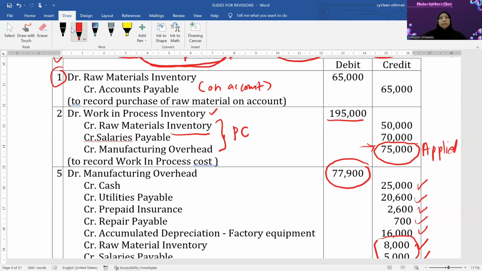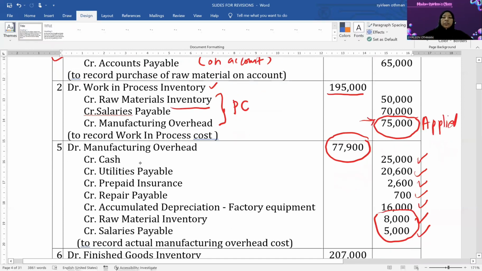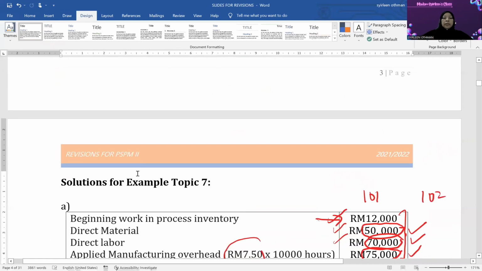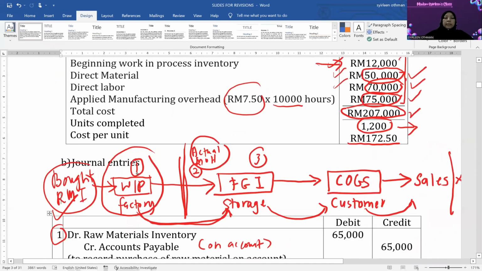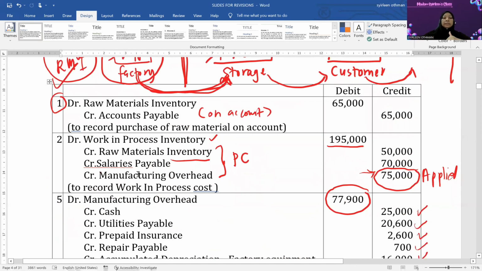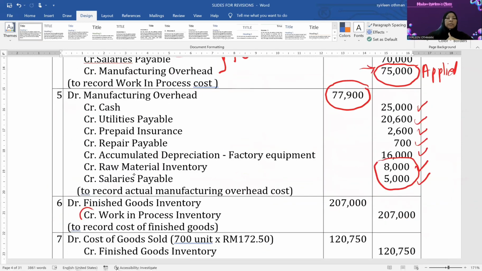So it's under applied, that means you need to add up to your COGS. We will debit COGS and credit your manufacturing overhead. So these items are your actual manufacturing overhead. After that, when it is finished at the factory, we bring it to storage. So when it leaves the factory, we will credit work in process inventory. And where does it go? It goes into finished goods inventory. So you will debit finished goods inventory.